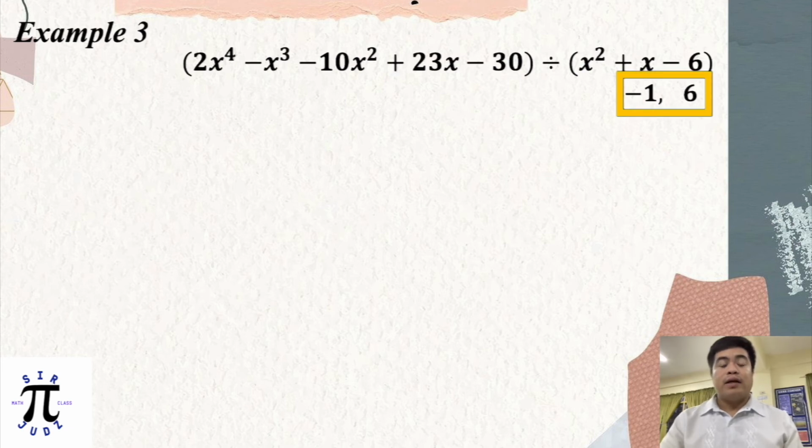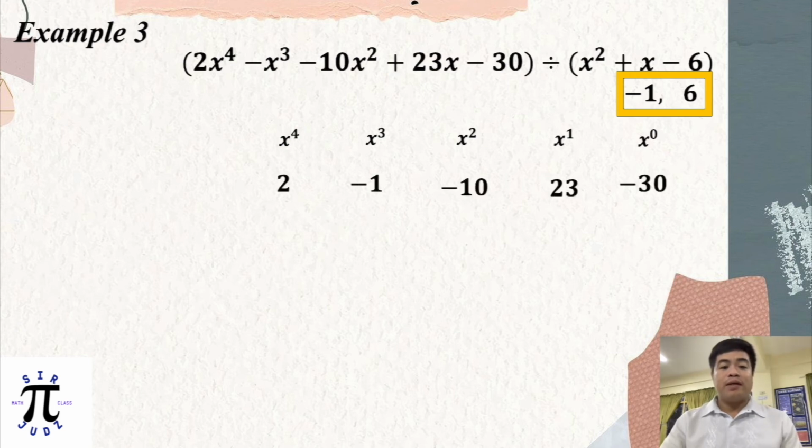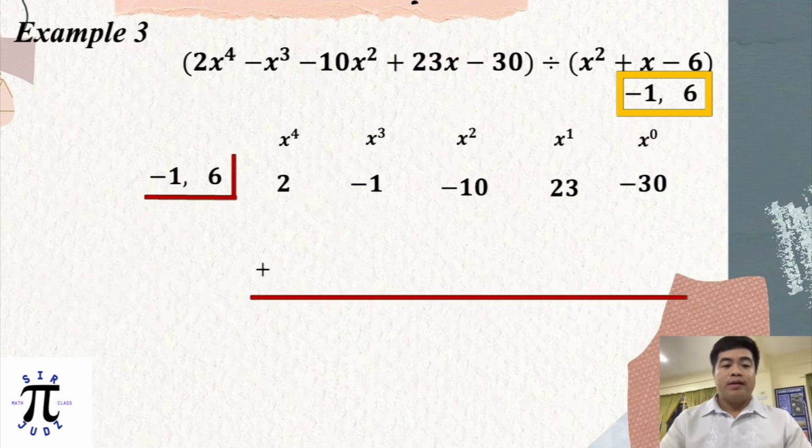And then, arrange mo yung mga terms from highest degree to lowest degree. So, you have x to the power of 4, x cubed, x squared, x to the power of 1, and your constant. And then, right below it, yung mga numerical coefficients nila. So, you have 2, negative 1, negative 10, positive 23, and negative 30. And then, yung negative 1 and 6 will serve as your multiplier. Okay? So, addition.